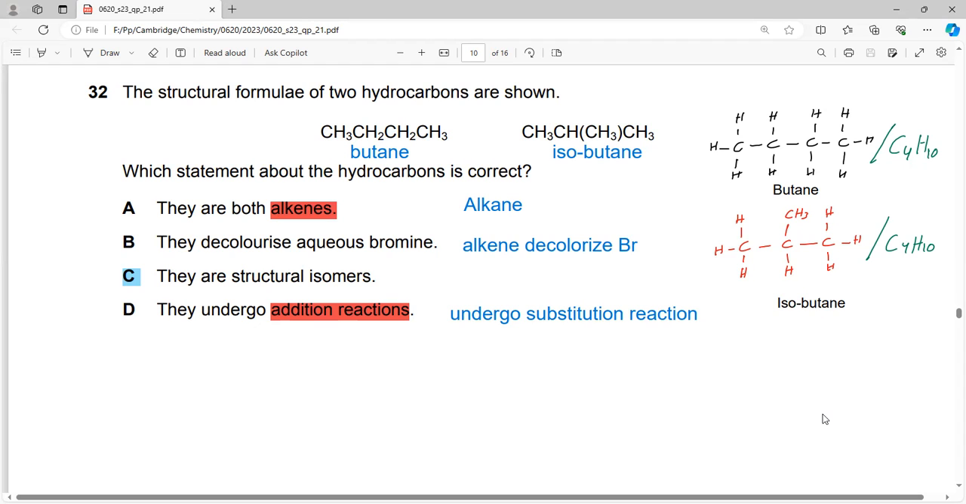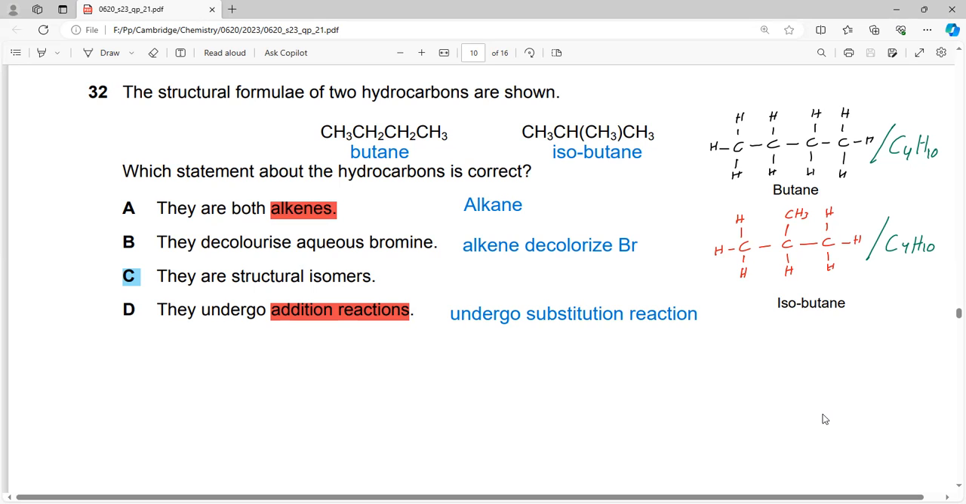So we're going to check which statement is correct here. They both are alkenes? That's not right, they are alkanes. Why? Because they have saturated carbons, with a single bond between the carbon-carbon atoms. Next, they decolorize aqueous bromine. That's a function of alkenes: when an alkene reacts with bromine, it decolorizes the bromine color. So that's the role of alkenes, not alkanes.